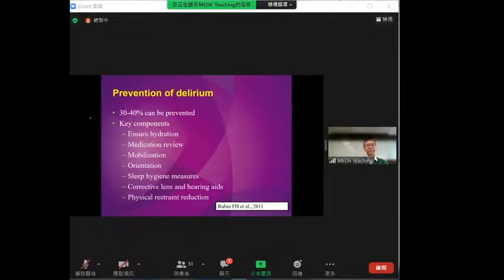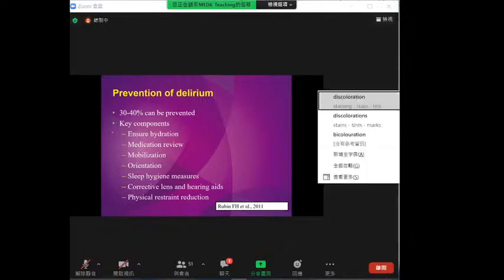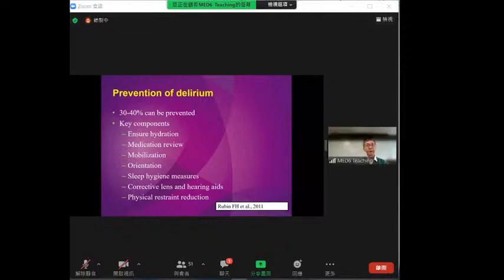Prevention of delirium. Delirium can be prevented by good nursing care, careful use of drugs, avoiding drugs that can aggravate brain function and cause agitation, avoiding physical restraint, good communication, general good nursing care and ensuring hydration. All these things will add up to about 30 to 40% reduction in delirium incidence.